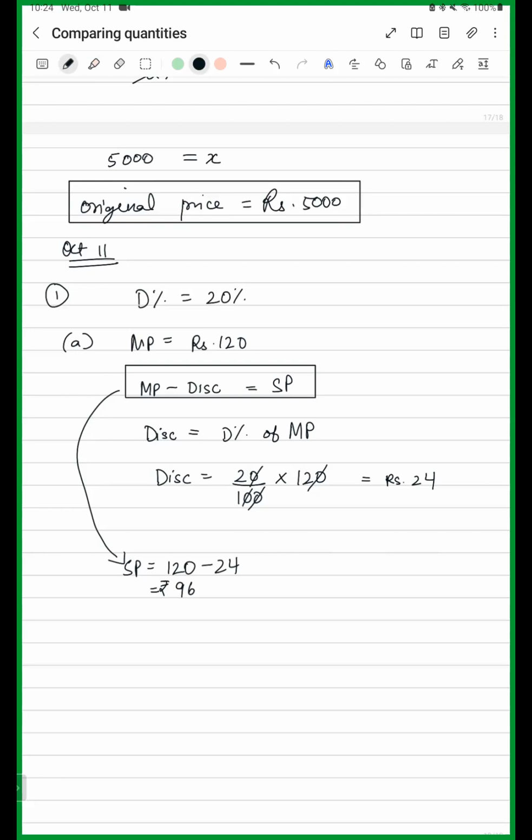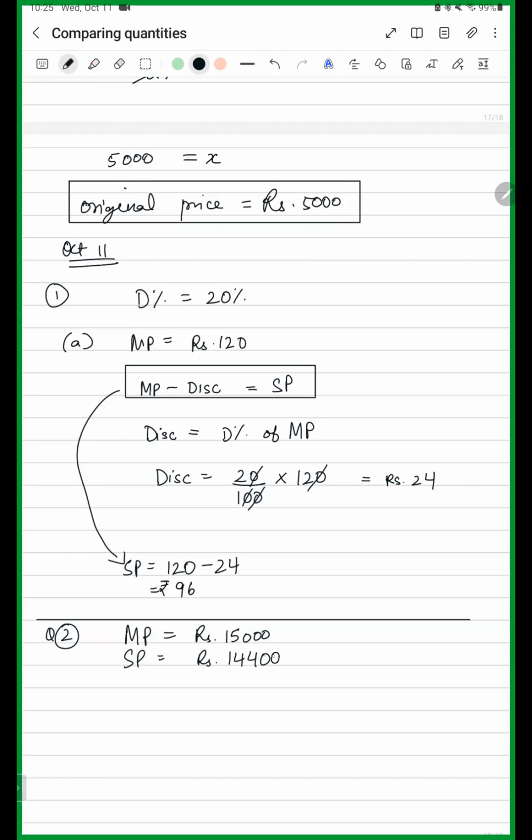A table marked at rupees 15,000 is available for rupees 14,400. Find the discount given and the discount percentage. Okay, so question number two. Marked price is 15,000 rupees. SP is 14,400 rupees. Very good.